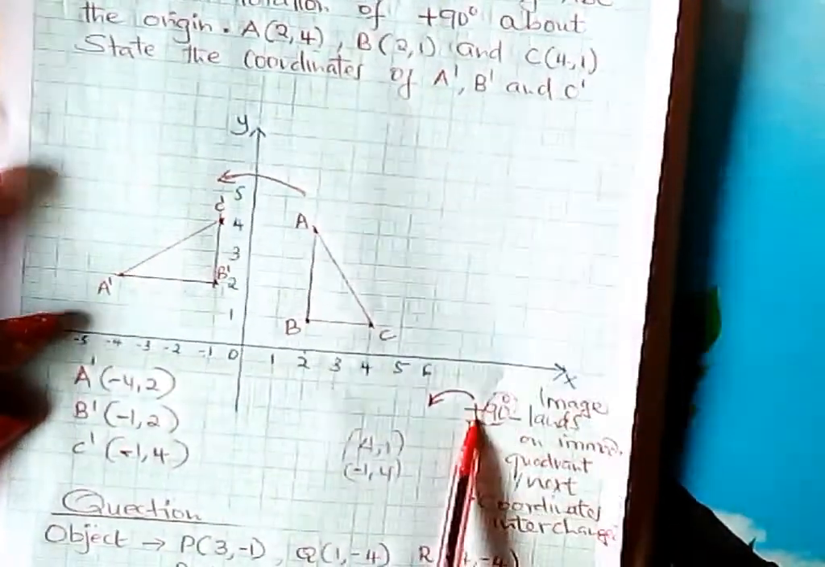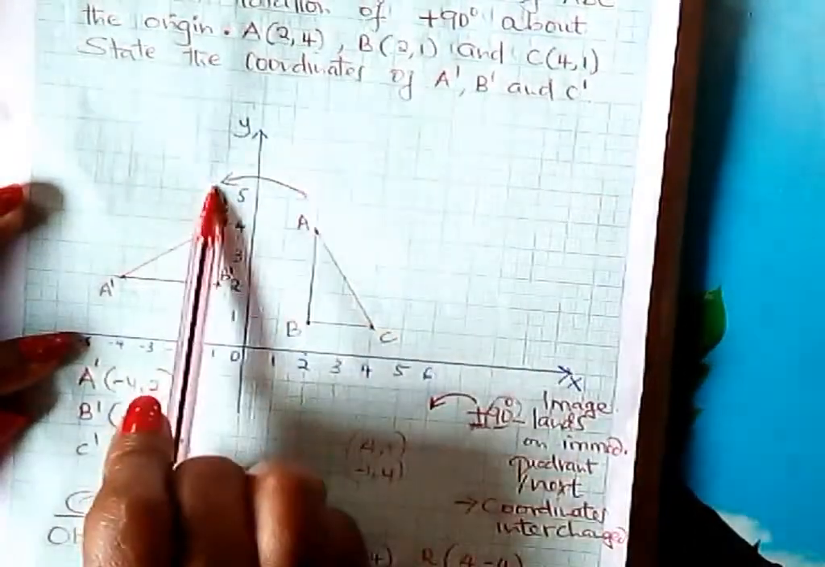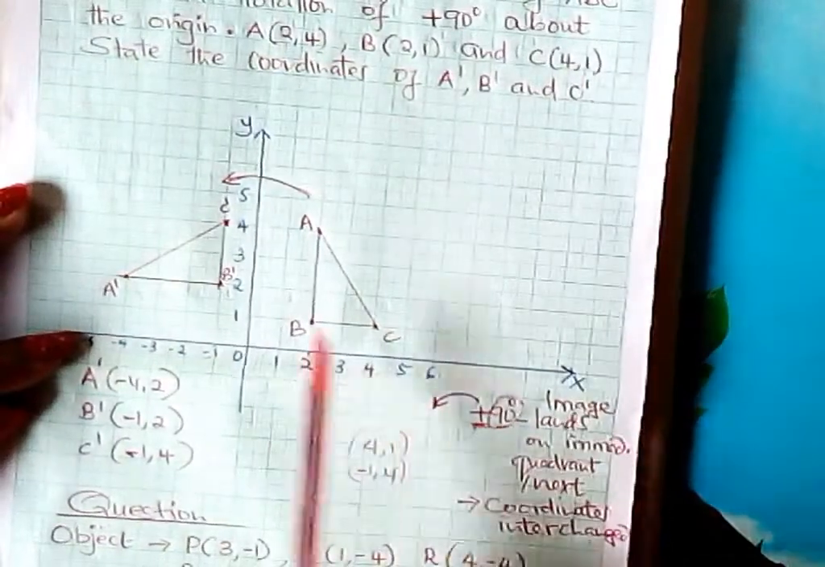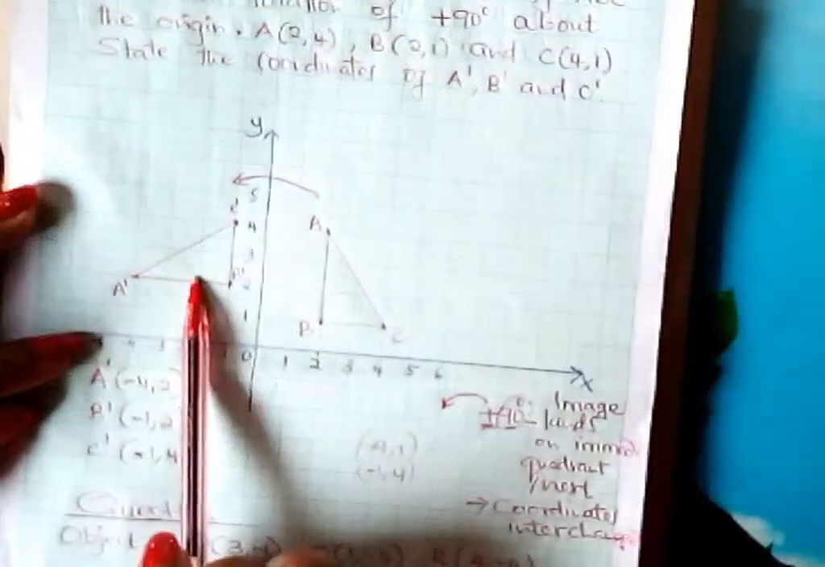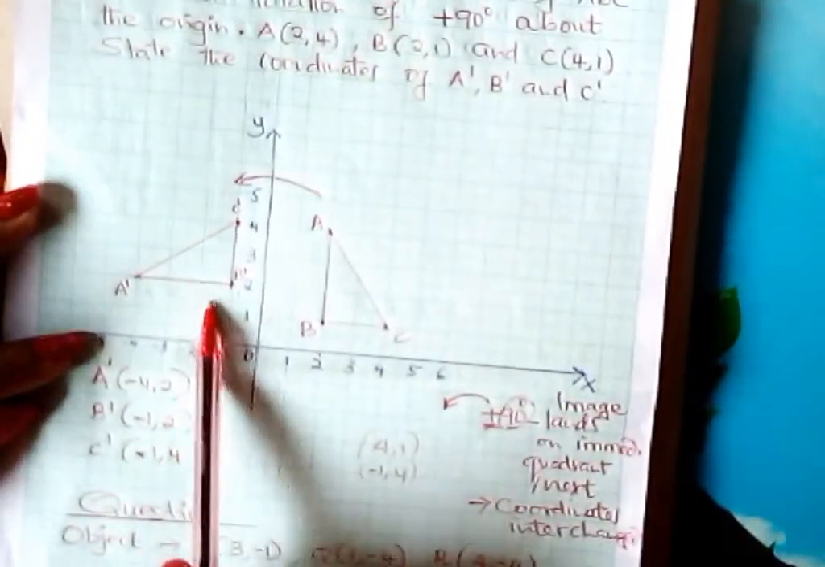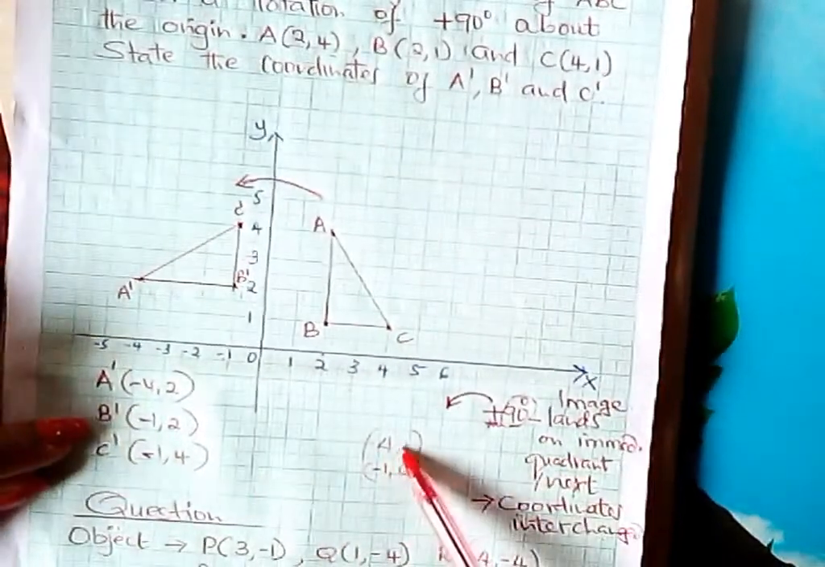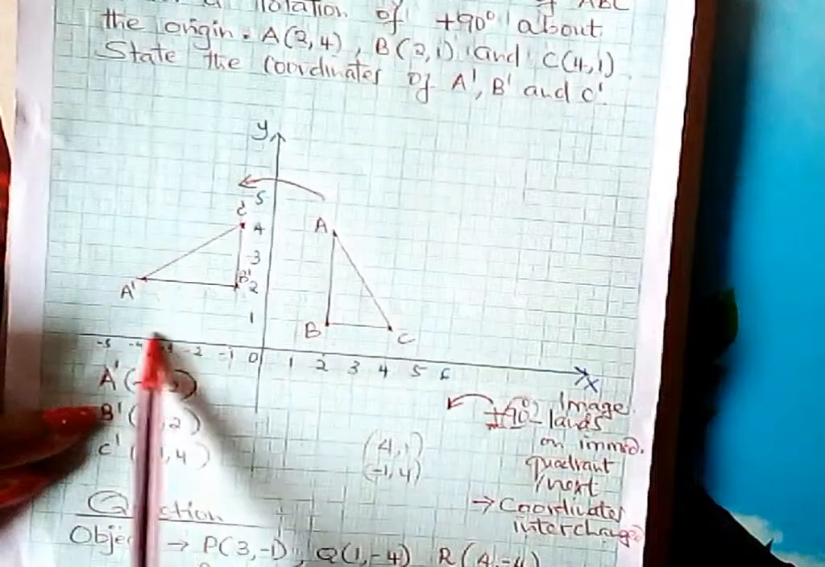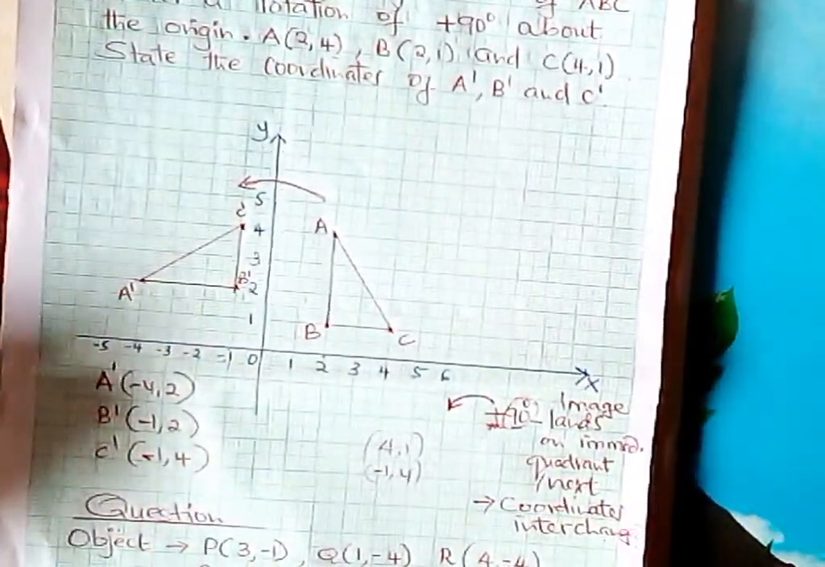So the first thing is to check on the sign, learner. If it is positive, it goes in the anti-clockwise direction. 90 means the image will land on the next, the immediate quadrant. And finally, for the coordinates, you just interchange the coordinates of the object, and then the sign depends on the axis. So you check on the axis.